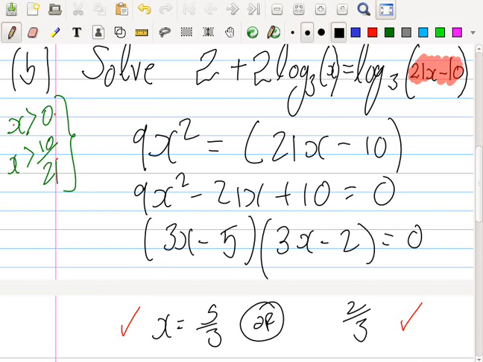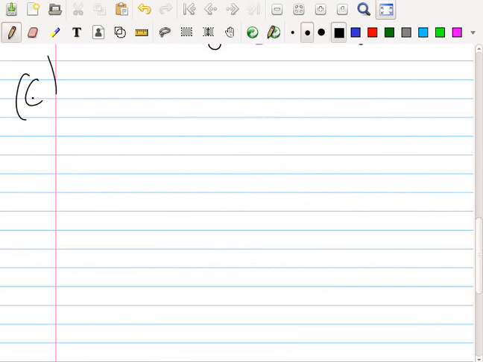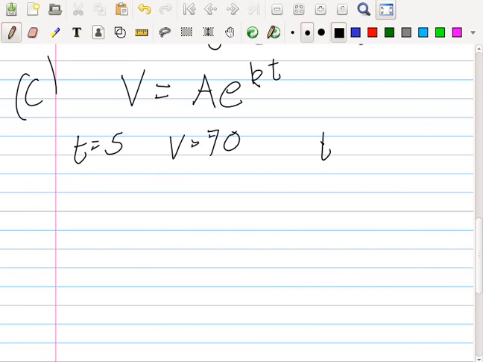Got this written down? Yep. Okay. So it's A, B. Now time for part C. So in part C, I tell you V equals A, E, K, T. And I tell you that when T equals 5, V equals 70, and when T equals 8, V equals 130. And we have to find our K and our A.